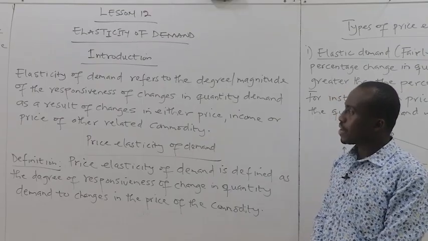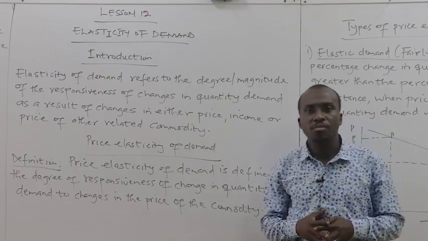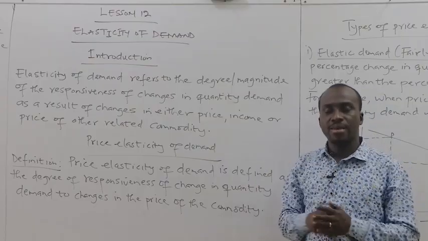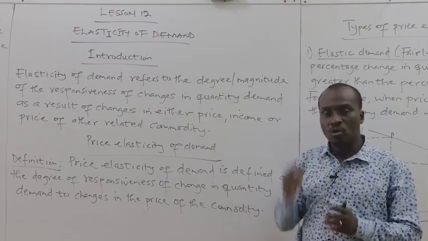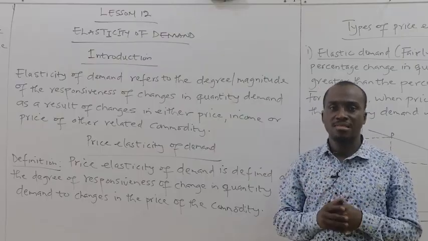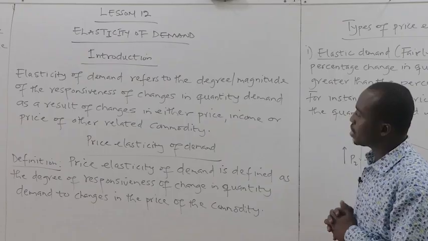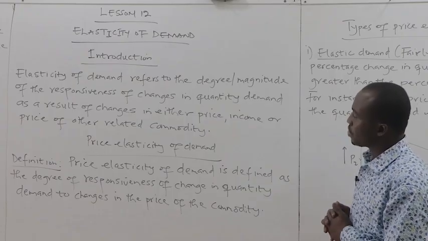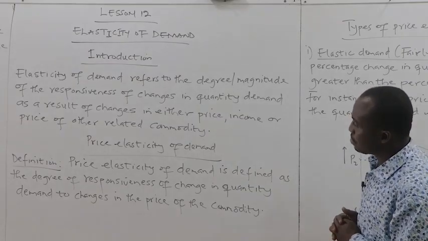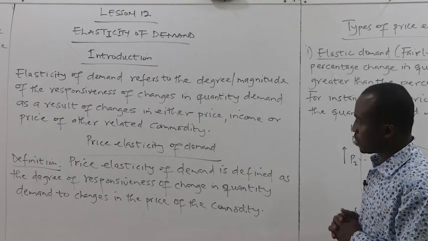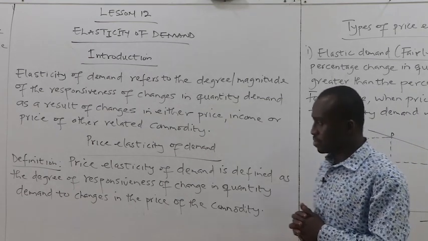So we want to look at the elasticity of demand. Before that, we want to look at the general idea of elasticity of demand, before you go down to the three types of elasticities. So what's the elasticity of demand? It refers to the degree or the magnitude of the responsiveness of changes in quantity demanded as a result of changes in either price, income, or price of related commodity.